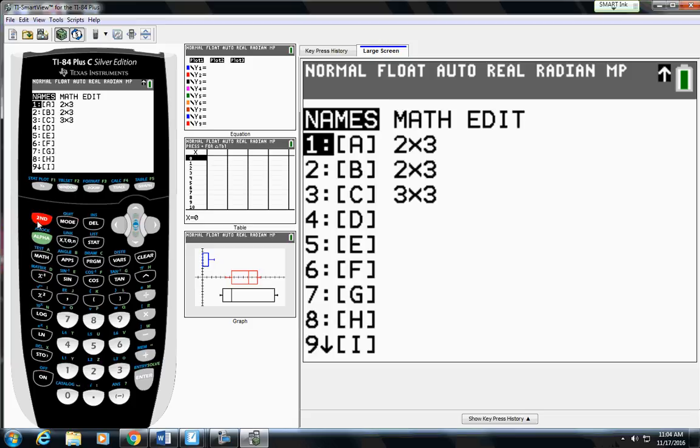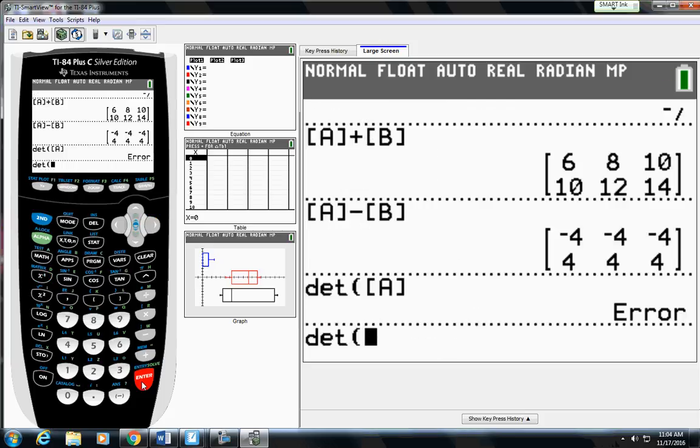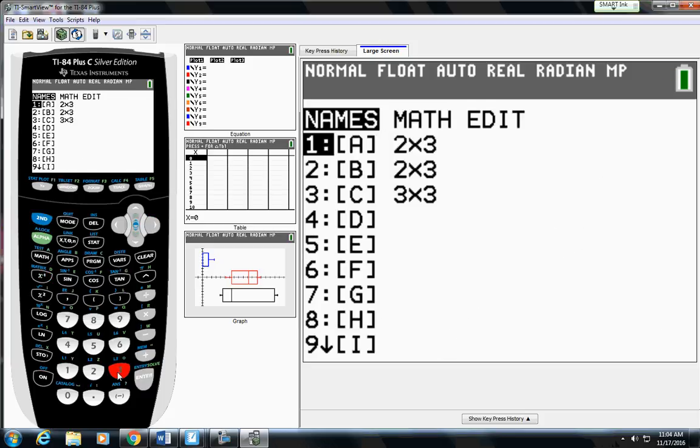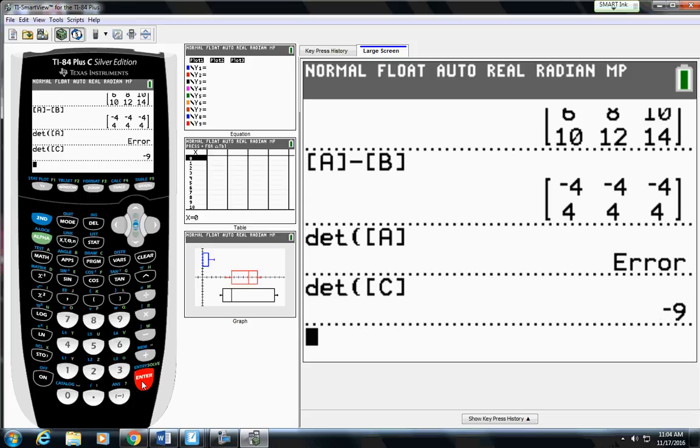Okay, so second matrix, math, determinant, second matrix, 3. I wasn't paying attention where I put it. There we go. -9. So we got that simple.